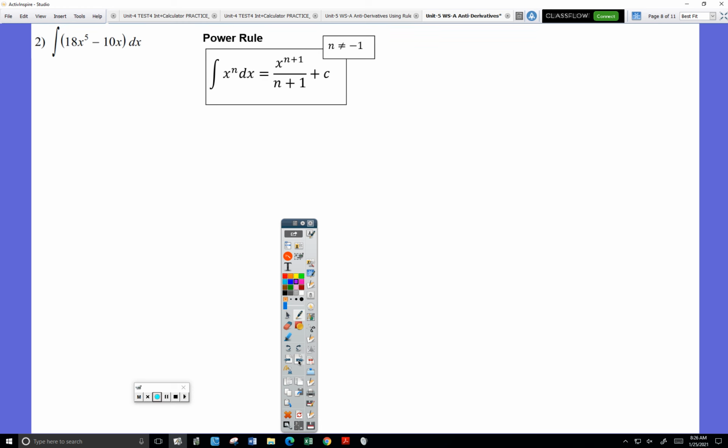That one, just the power rule, add, subtract rule again. So really, you can do it all in your head. You can just say 18 is a constant, x to the 5th becomes x to the 6th over 6. 10 is a constant, x to the 1st becomes x squared over 2. Do a little reduction.